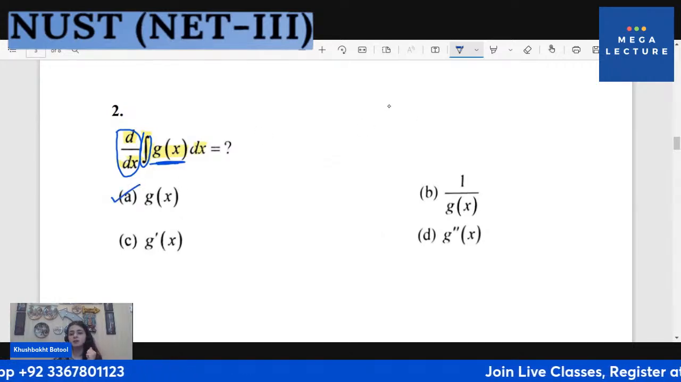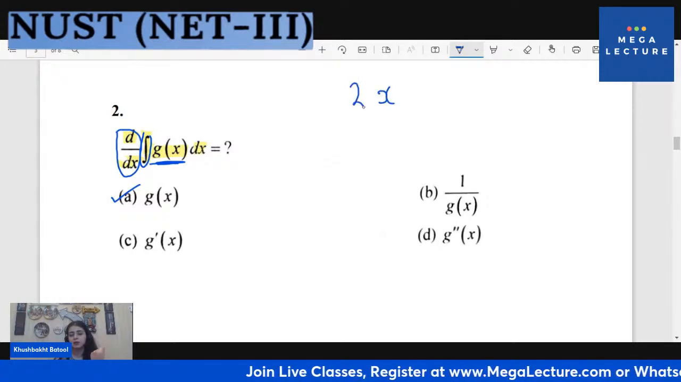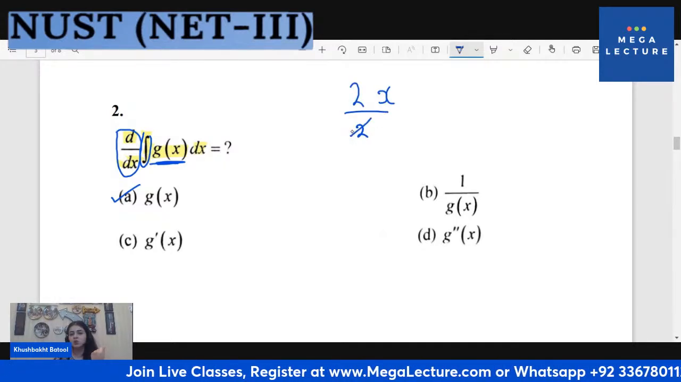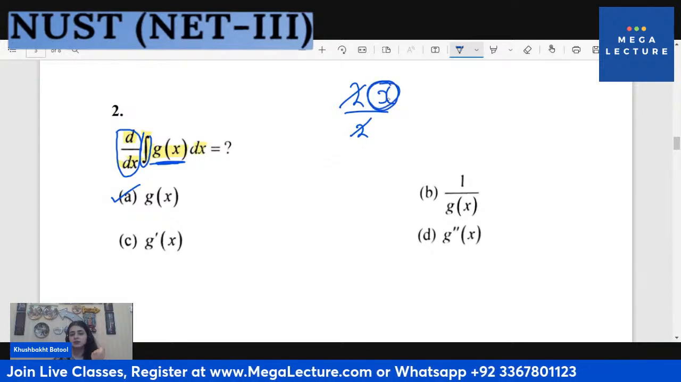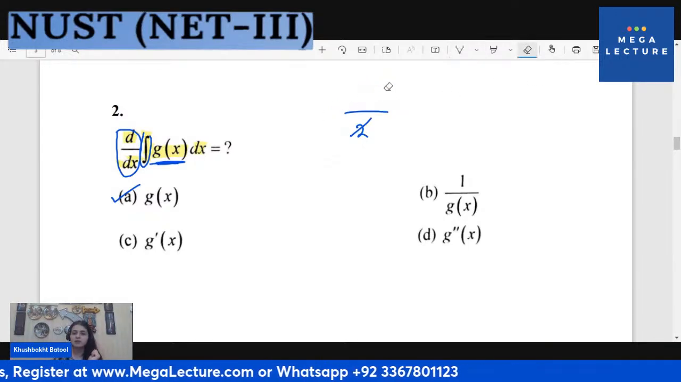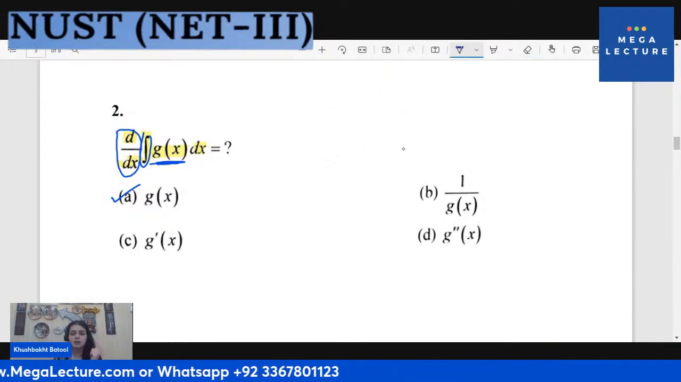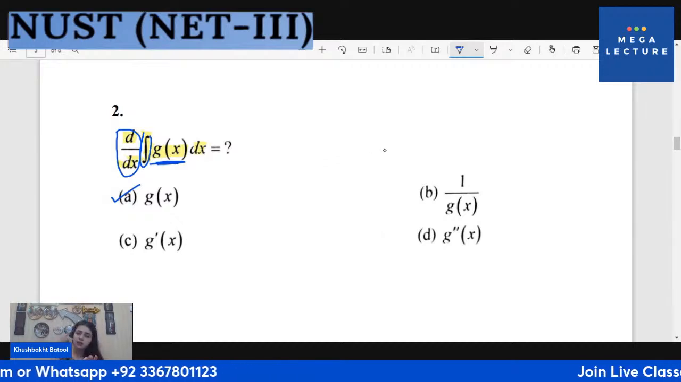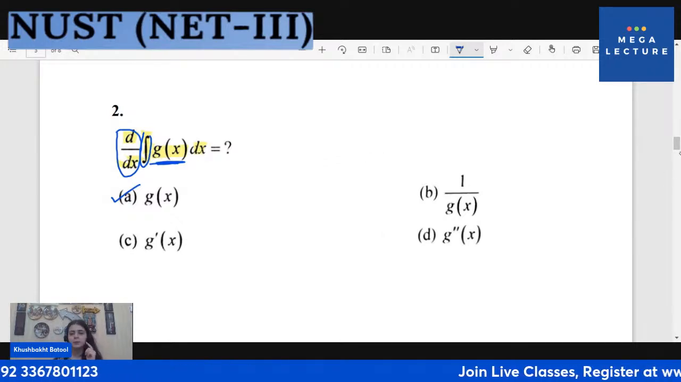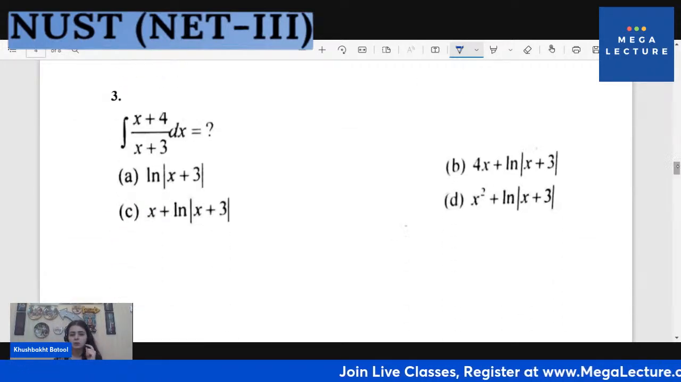Think about it as if you have a number x, you're multiplying by 2 and then you are dividing by 2. 2 and 2 would be cancelled, so you would get this number directly. Same is happening. Differentiation and integration are opposites of each other, so you would get the function inside directly, right? Okay, let's talk about the next question.